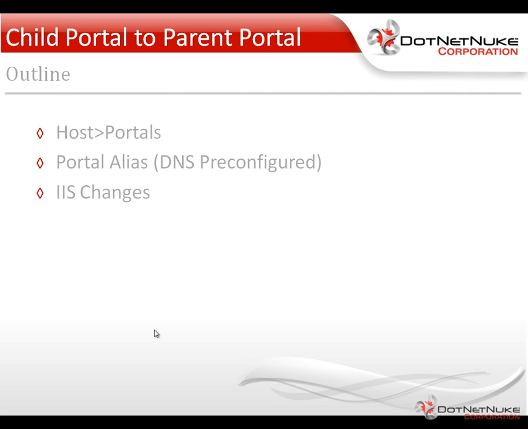So what we're going to have to do is add the alias for the new domain name that we want to convert the child portal to. And then we also have to make sure that IIS is configured properly for that as well. Now the alias that we're going to be configuring is DNNParentPortal.com, a fake domain name I've made up, and I've already configured my local machine to believe that the DNS for that domain points back to itself, just for example and test purposes.